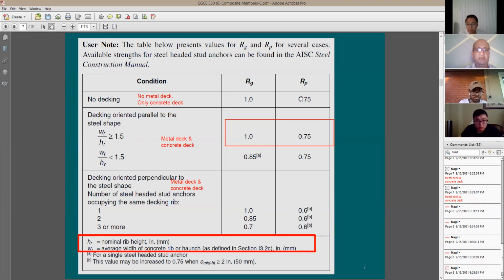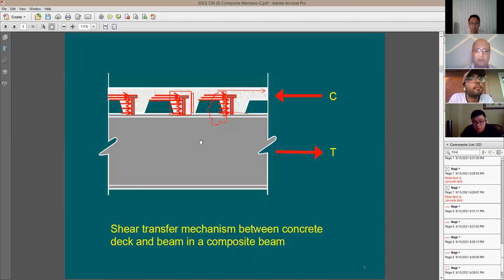So R sub G, R sub P for the full concrete slab is usually the same. These two values are going to be very similar to those two values when you have the metal deck parallel to the steel beam. Now, when the metal deck is perpendicular to the steel beam, I'm going to leave this slide and go back, just look at the picture. You can see what's going to happen in this case.